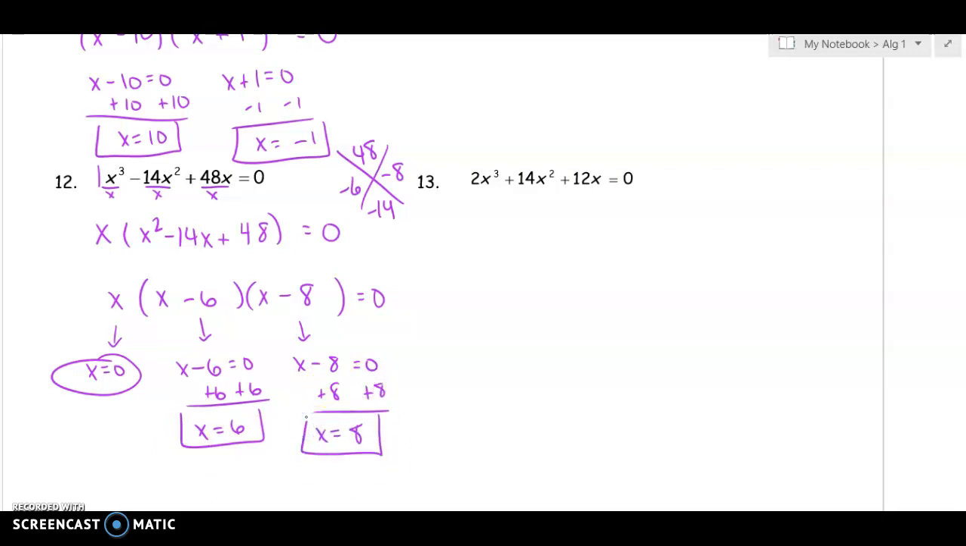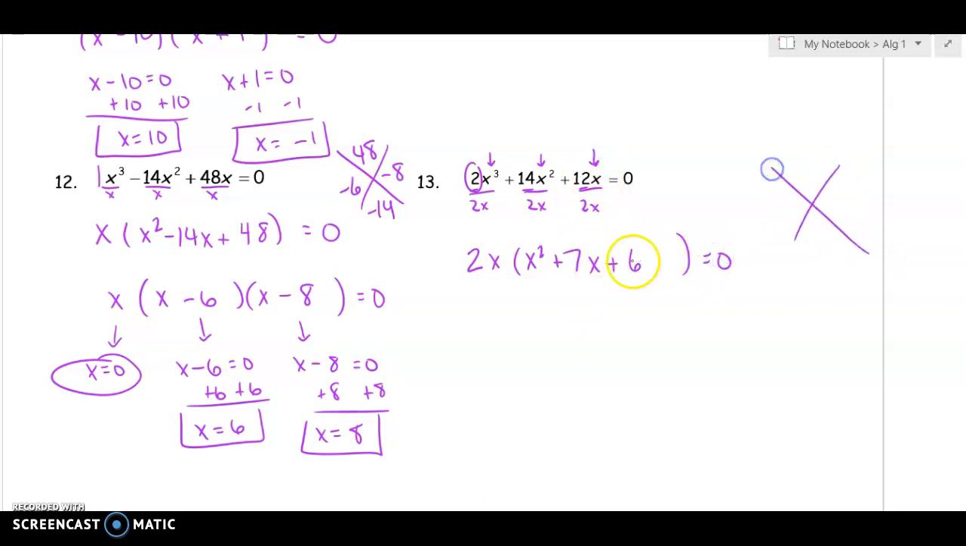All right. Number 13, we're going to have 2, 14, and 12. So our GCF is definitely 2. They're all divisible by 2. But they also all have an x. You take the smallest exponent, it would be 2x. So 2x is my GCF. Because 2x is my GCF, I'm going to divide all of those by 2x. This will give me 1x squared. 14 divided by 2 is 7. X squared divided by x is x. 12 divided by 2 is 6. X divided by x cancels.